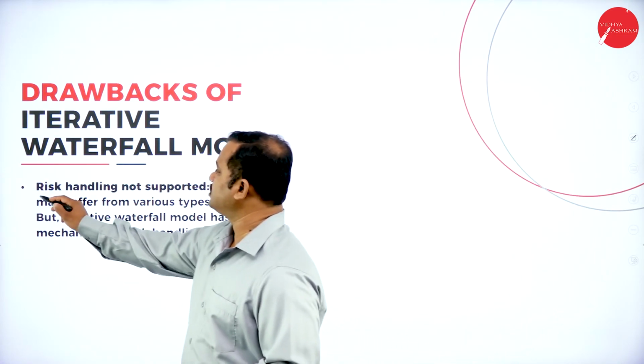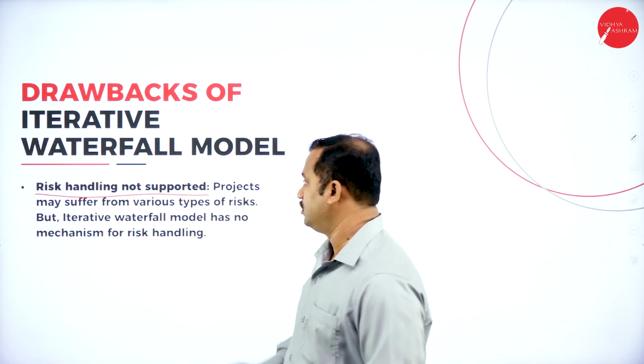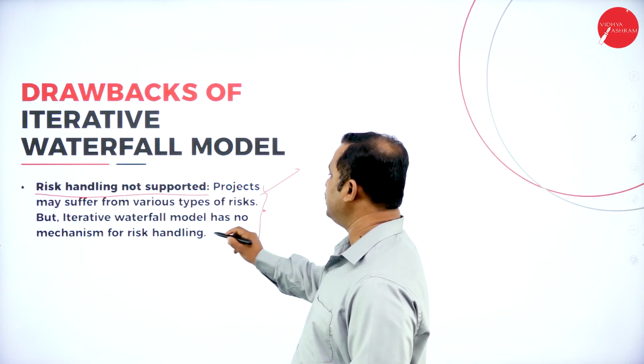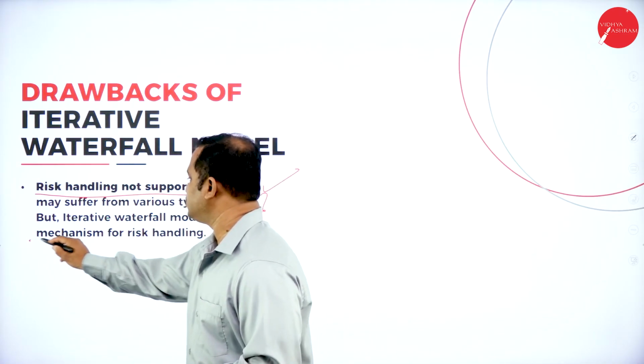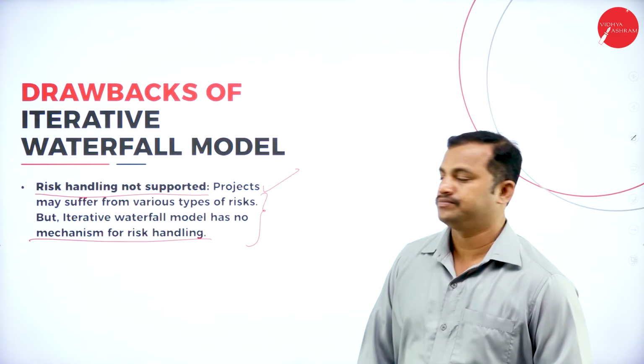And risk handling is not supported, which is also the same as in the classical waterfall model. That means projects may suffer from various types of risks, but the iterative waterfall model has no mechanism for risk handling. It has no mechanism to handle the risks.